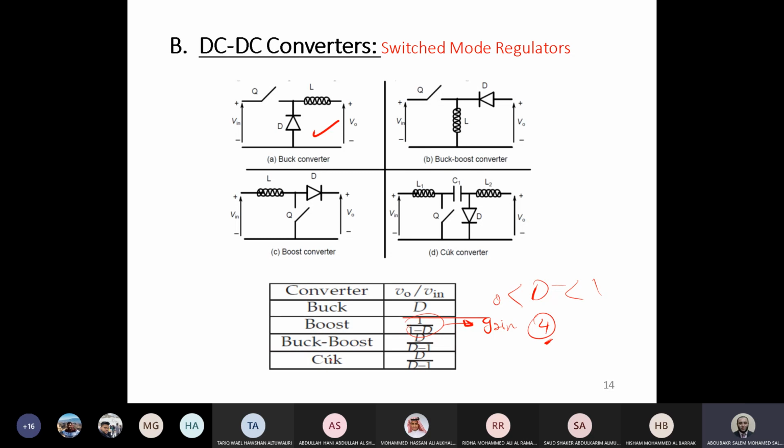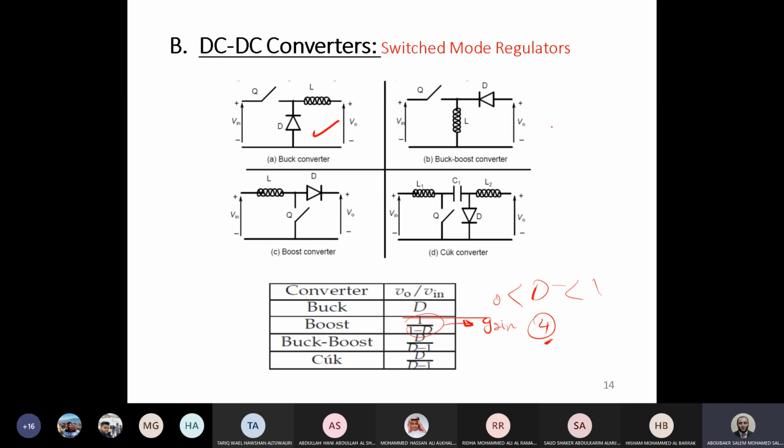Okay. For the buck boost converter, the relation is D over D minus 1, and the same is also for the Cuk converter. Okay, and it's used for these two circuits. It's used to step up or step down depending on the value of D. If D is from 0 to 0.5, it will step down, and if D is from 0.5 to unity, it will step up. Okay, so this is the way of controlling the output voltage by means of switched mode regulators.